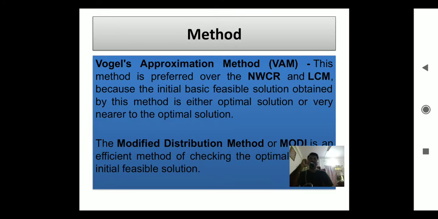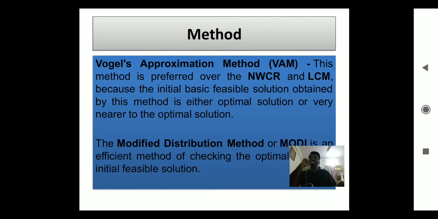Third method, we have Vogel's approximation method, known as VAM. This method is preferred over NWCR and LCM because the initial feasible solution obtained by this method is either the optimal solution or very near to the optimal solution. As I already discussed, all these methods are used to get the initial basic feasible solution. So we have to apply the optimality test and carry out the optimal solution from this initial basic solution, and the nearest one is given by this VAM method.